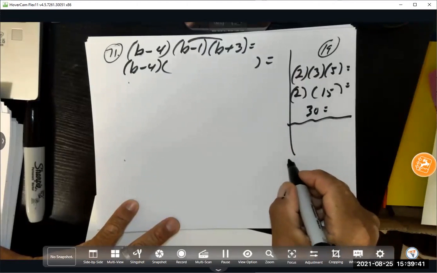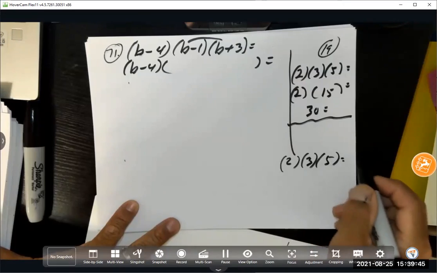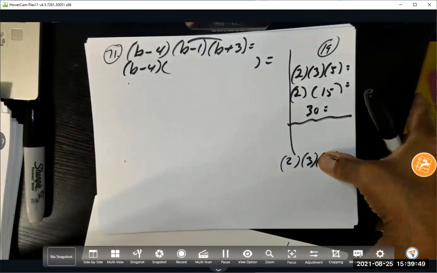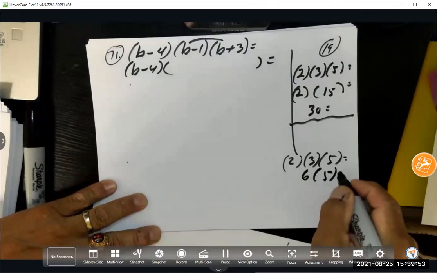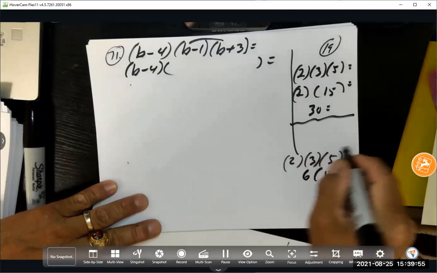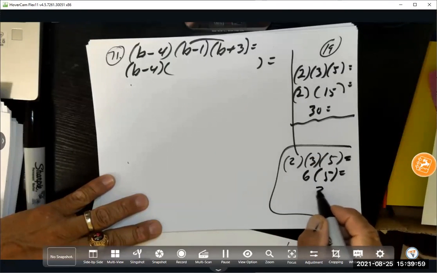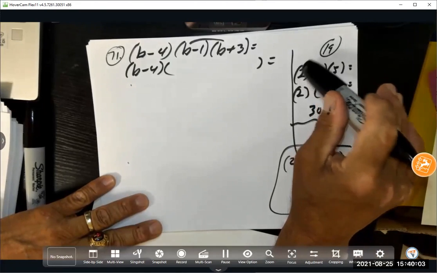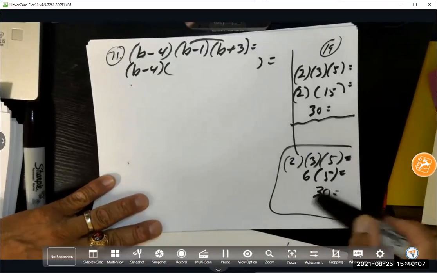Let me do it another way. 2 times 3 times 5. Okay. I'm going to do those 2 first. What's that going to be? Okay, so basically it's the same. Then, if I multiply those 2 numbers together, guess what? What's 6 times 5? 30. Yeah. So I'm saying that if you multiply 2 times 3 times 5, you do those first, or you do those first, it doesn't matter. It comes out the same.